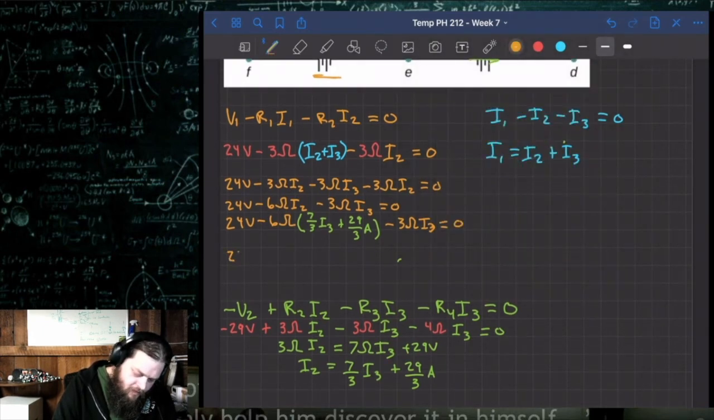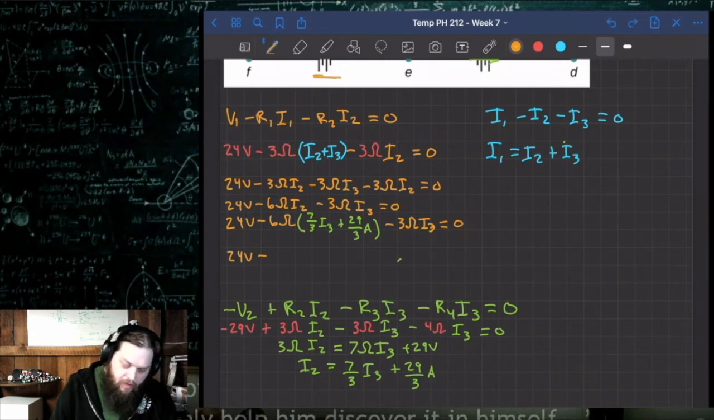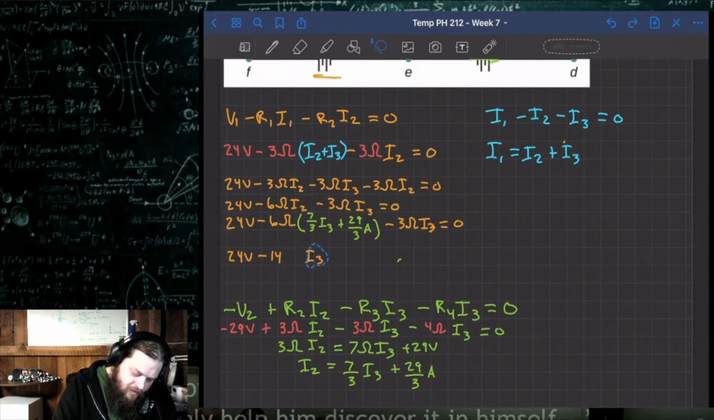So that's 24 volts minus 6 ohms. Well, I guess let's do that distribution. 6 ohms times 7/3. There's a common factor there of 3, so I can cancel the denominator there and say it's 2 times 7, so that's going to be 14. And then ohms times amps is going to be volts, because V is equal to IR. So this is volts, whatever value of I3 is, times ohms. So that's going to be a value in volts when we're done, but I can't quite cancel that out yet.